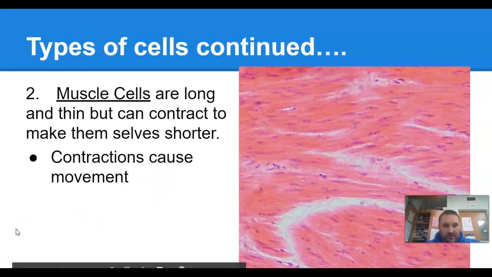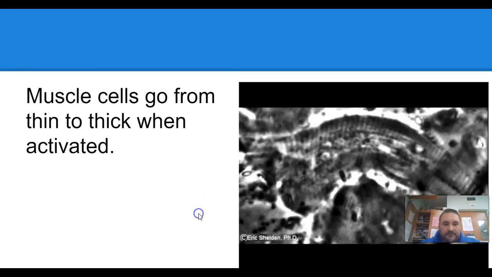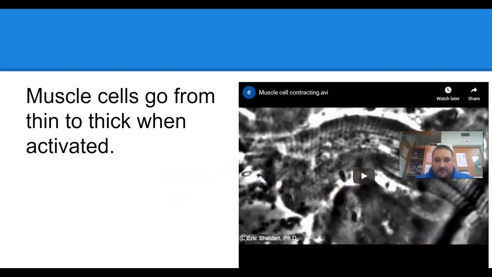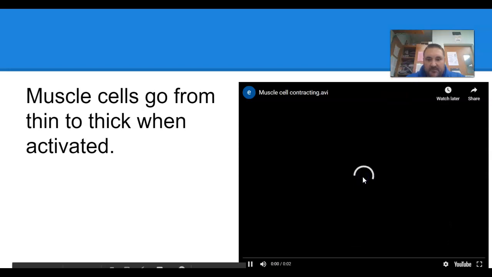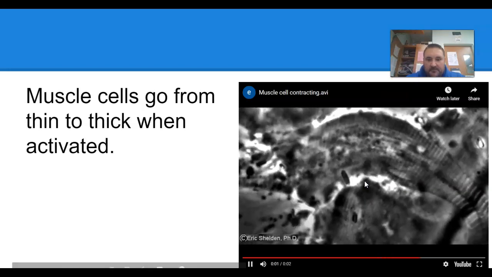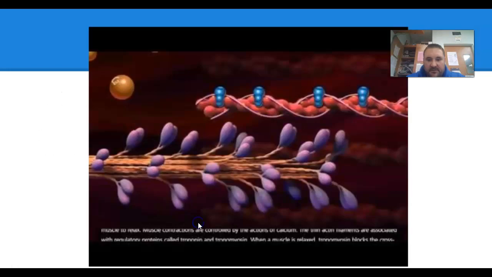There are actually three types of muscle cells. You have this one here, which is called striated muscle, which is like the muscles on your arms or your legs. You have the cardiac muscle, which is your heart, and then there's smooth muscle that can contract a lot, like your intestines and organs made out of smooth muscle. This should show you the contraction. There it goes from thick to thin.